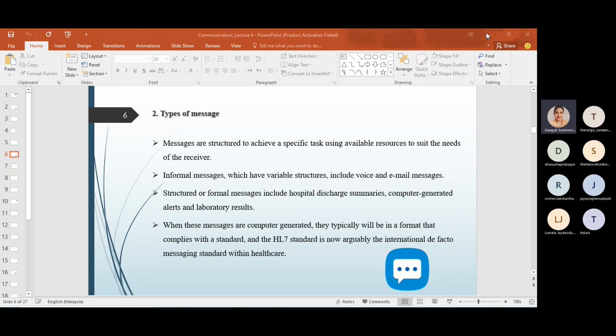ISO standards. There is an ISO standard, and within ISO standards there are several varieties of standards.